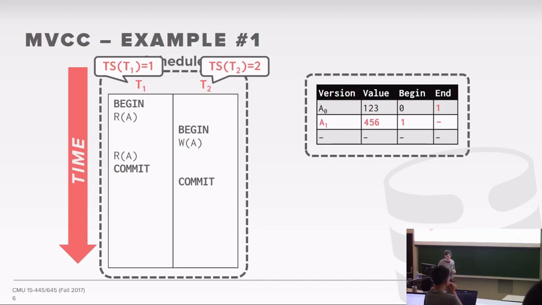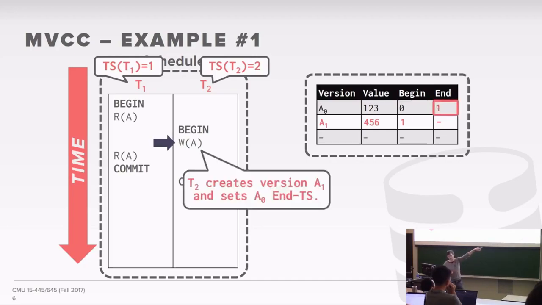In the back, yes? Why was A1's begin value 1? Sorry, it's a typo, it should be 2. I'll fix this in the slides later. And the end timestamp up there should be 2 as well, because the transaction with timestamp 2 wrote a newer version, so now the prior version is only valid up to timestamp 2. I could edit on the fly, but it's always a bad idea for class, especially if it's on video.